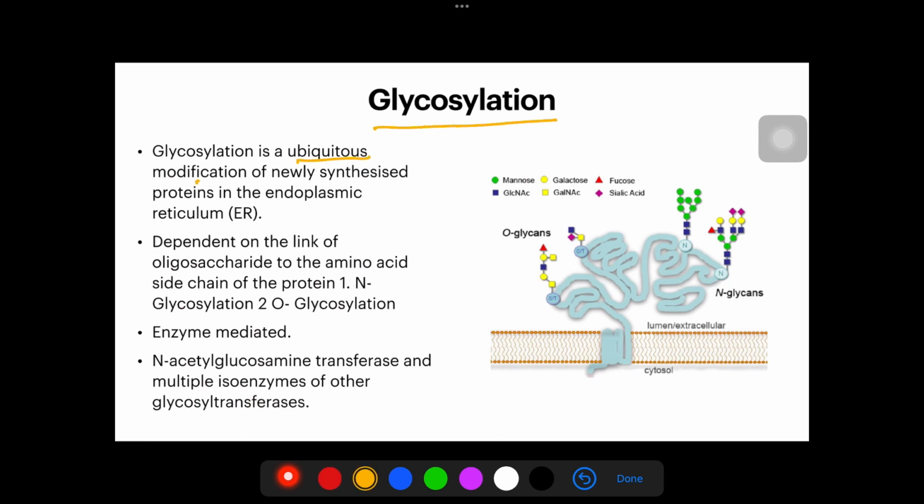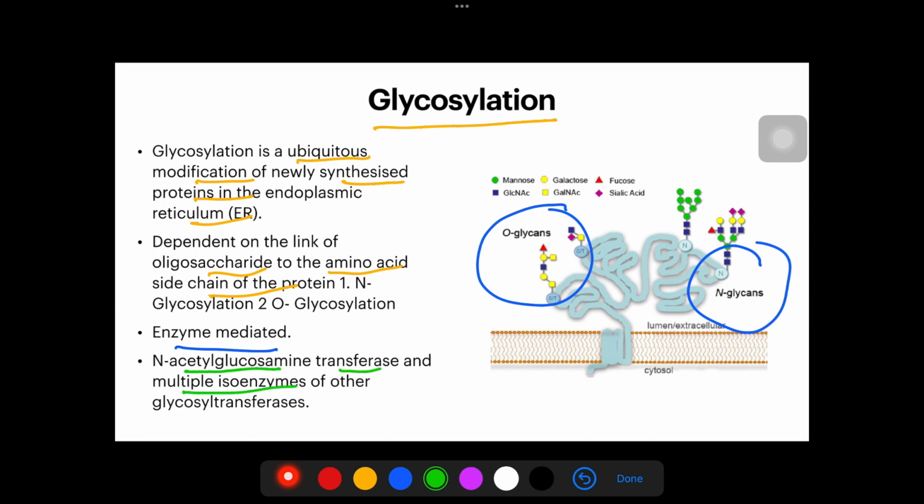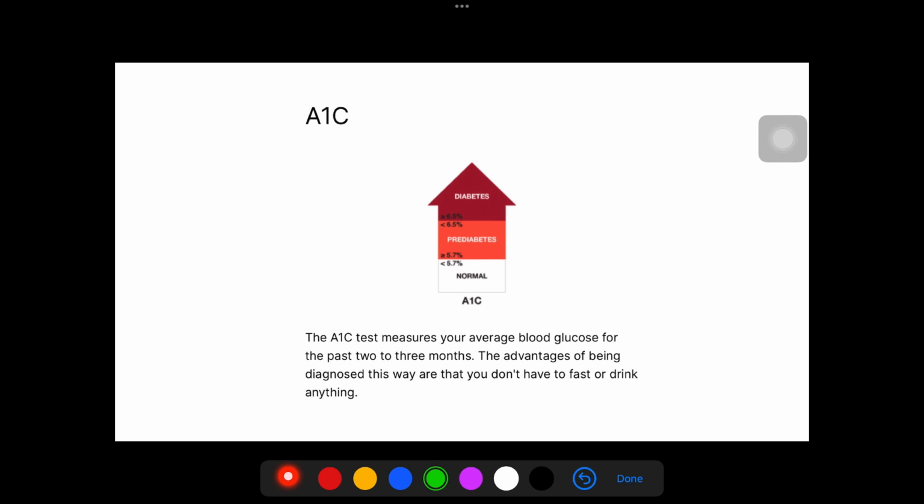It is a ubiquitous modification of newly synthesized protein in the endoplasmic reticulum, dependent on the linkage of oligosaccharide to the amino acid side chain of the protein. We have two types of glycosylation. One is N-glycosylation, the other one is O-glycosylation. This process is enzyme mediated. N-acetylglucosamine transferase and multiple isoenzymes of other glycosyl transferases are involved. Hence HbA1c is not glycosylated hemoglobin, it is glycated hemoglobin. The processes of glycosylation and glycation are two different things.